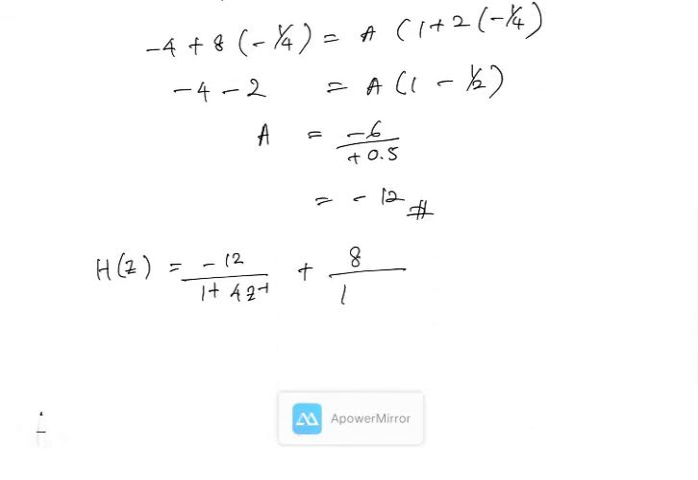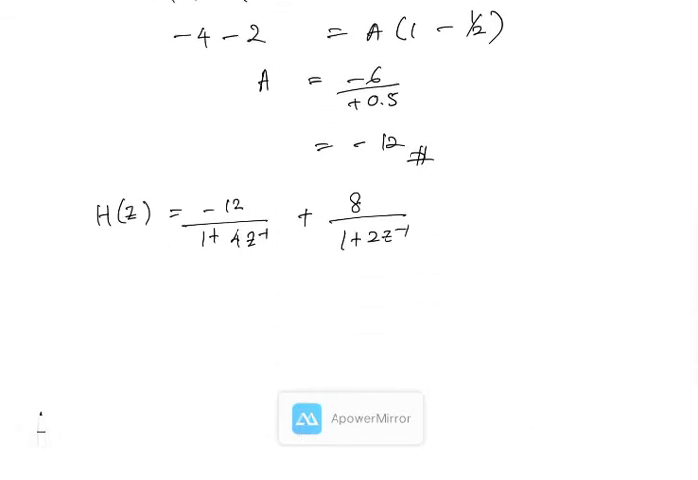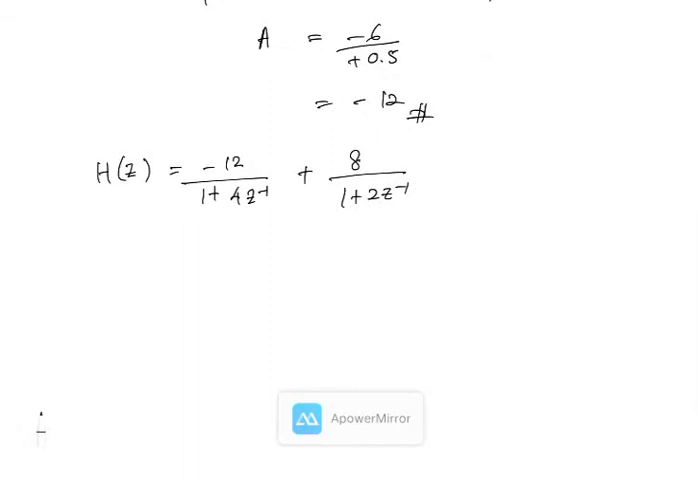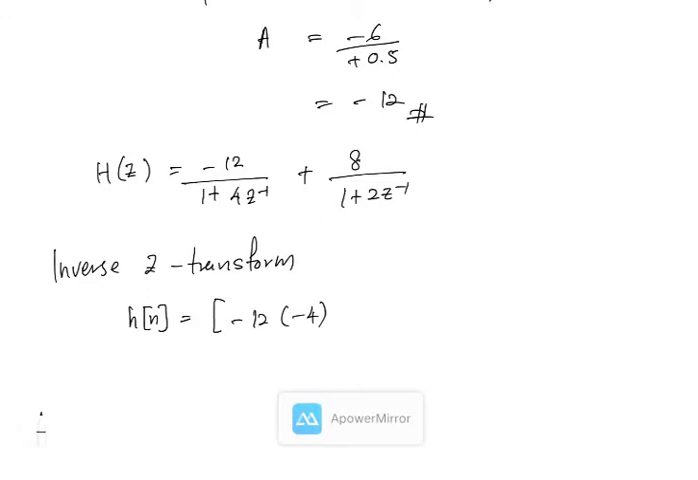So 8 divided by 1 plus 2 z inverse. So I obtain the hash z. Now I want to obtain the hash n, so I inverse the z transform. So I obtain the hash n equal to negative 12. Okay, so negative 4 power of n plus 8, negative 2 power of n un. Okay, do you know how to obtain this one and this one?